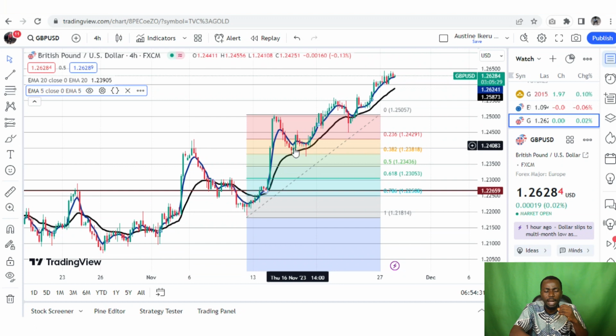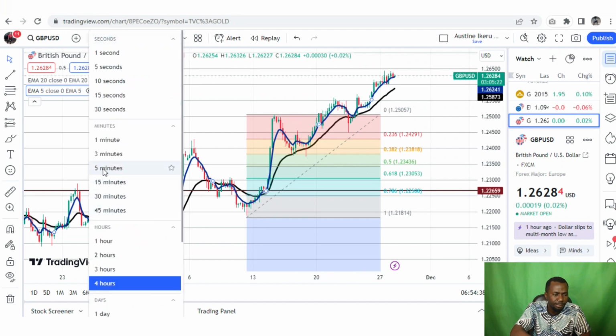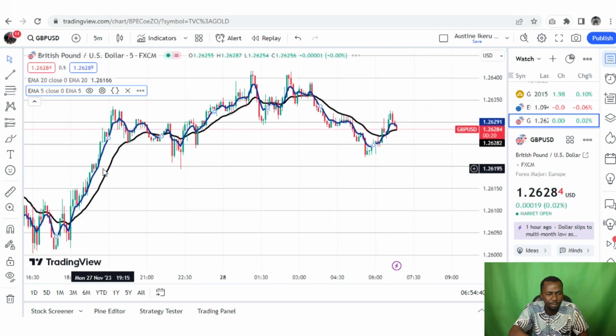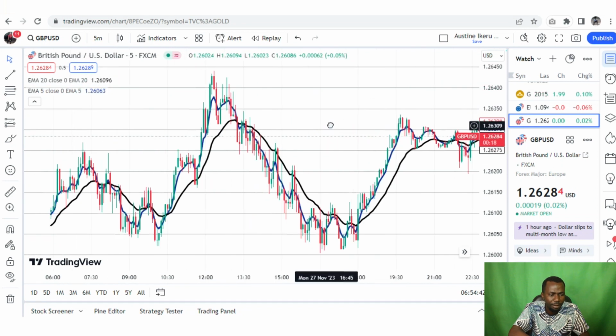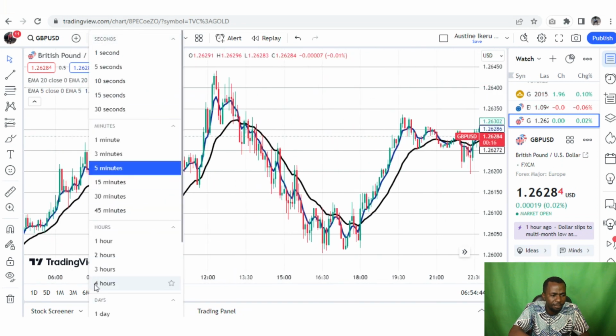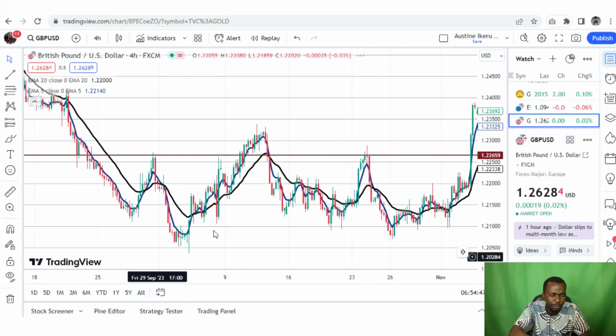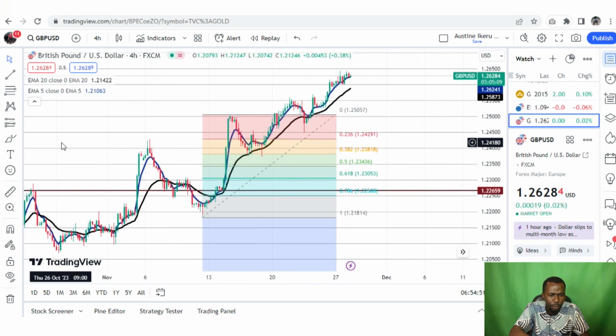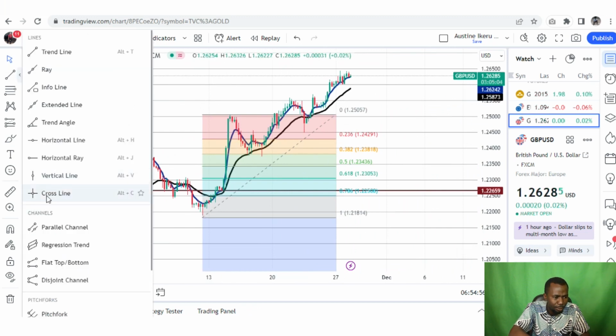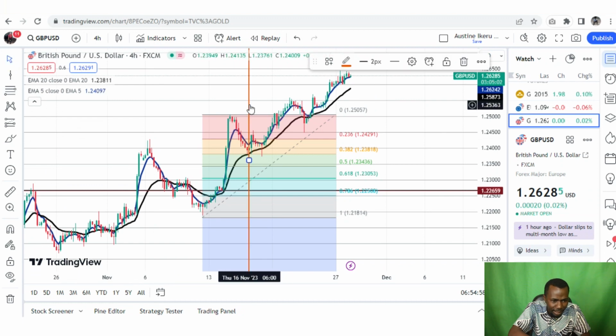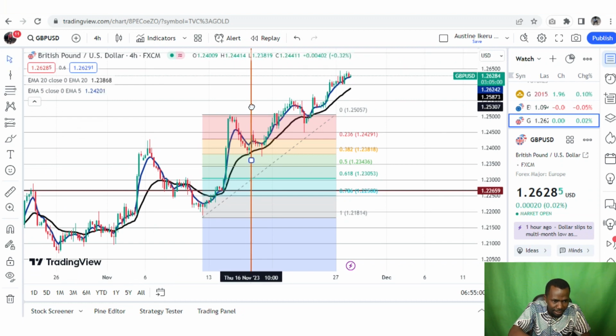So what we will do after confirming that the price could not break below this point, we simply go to the lower time frame. We go to the 5-minute time frame and then spot the level. So before we go to the 5-minute time frame, for us not to be confused, what we will do is this. We will use a vertical line to identify this level, right?